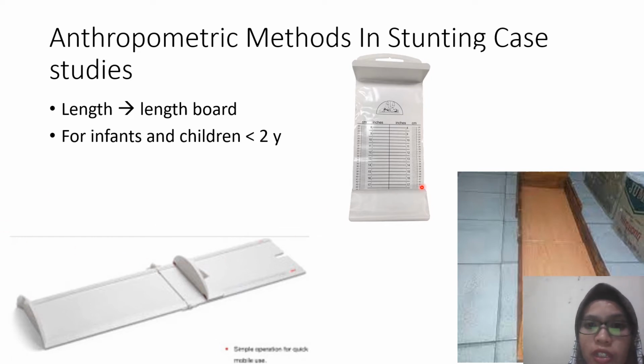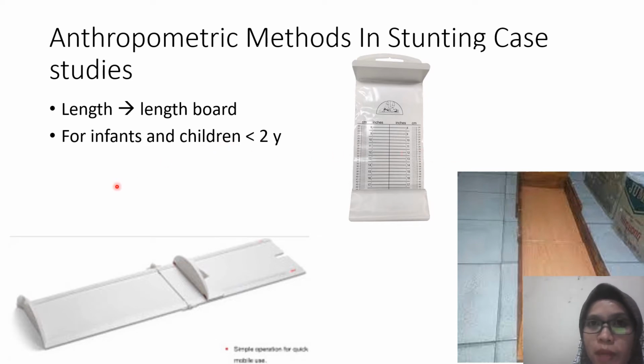This picture shows three measuring instruments. They are commonly used in Indonesia. Picture number one is the length board made of plastic but hard material, and this one is also plastic but softer and can be folded and rolled. And this one is made from wood.